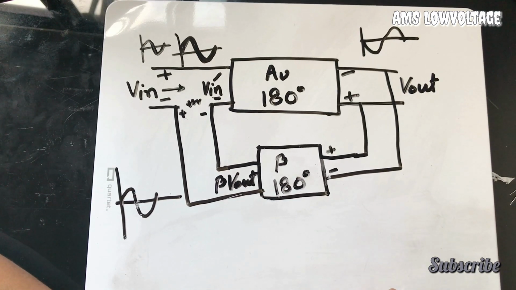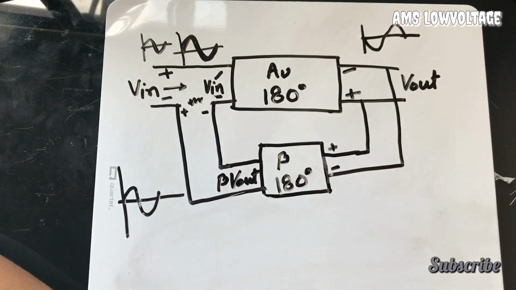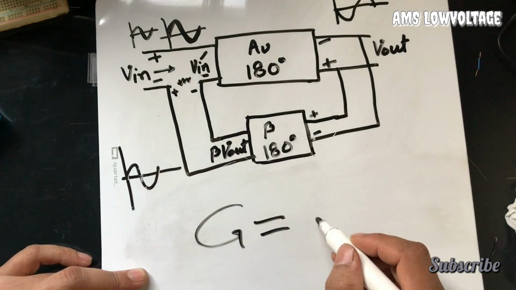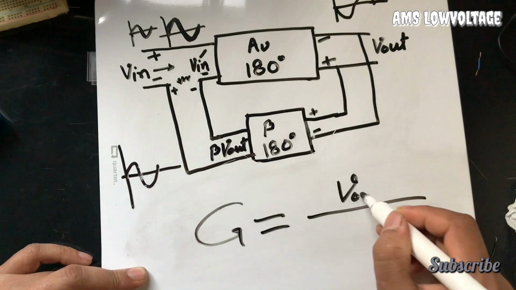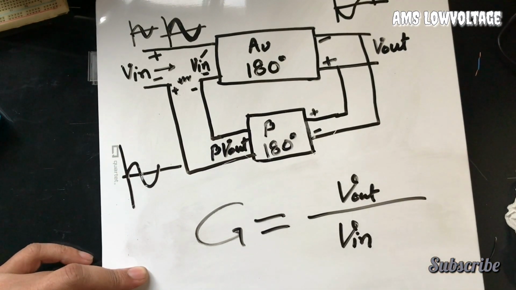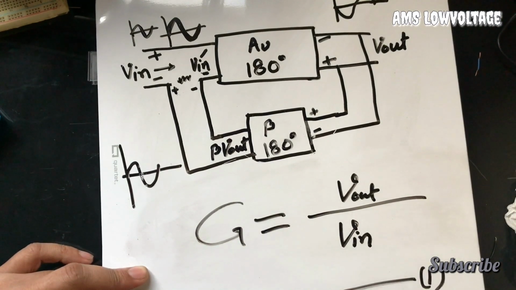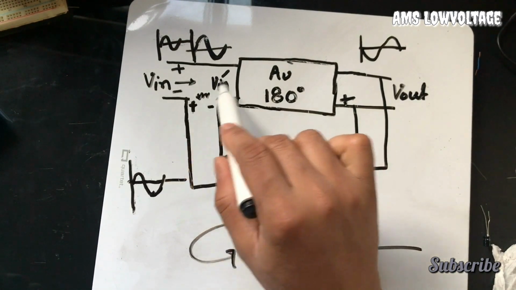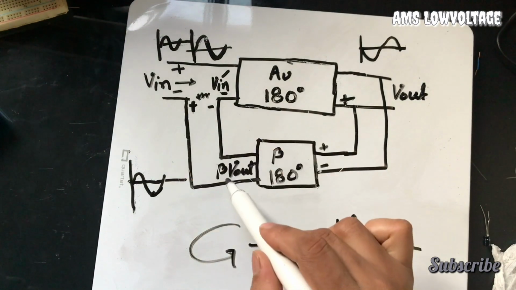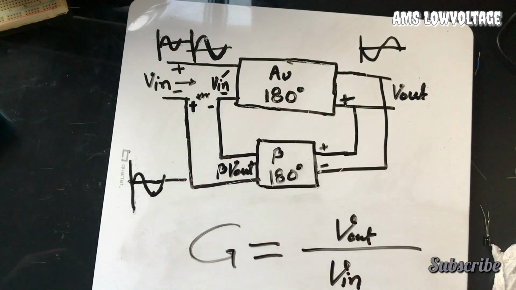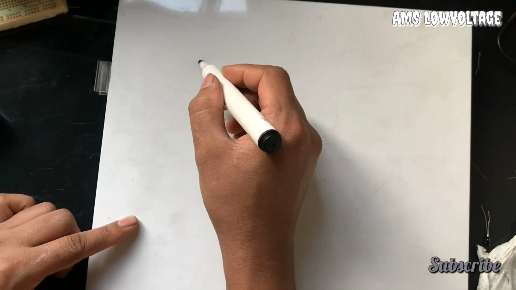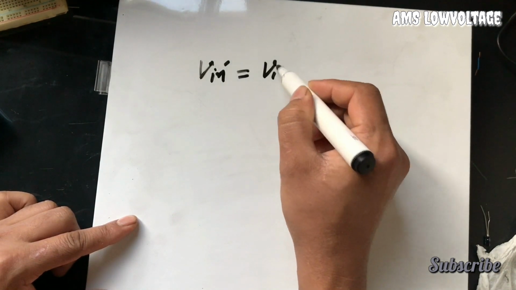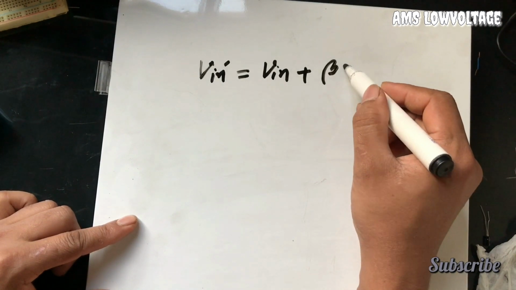We do some mathematics based on this circuit configuration. So the total gain of this circuit is G equal to V out divided by V in. I mark this as equation 1. If we look at this circuit diagram, we can see that V in prime is equal to V in plus this ratio beta V out. So we can write V in prime is equal to V in plus beta V out.